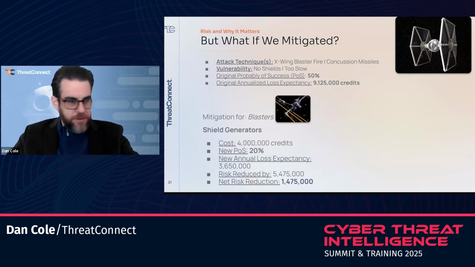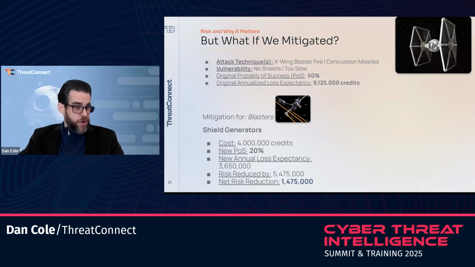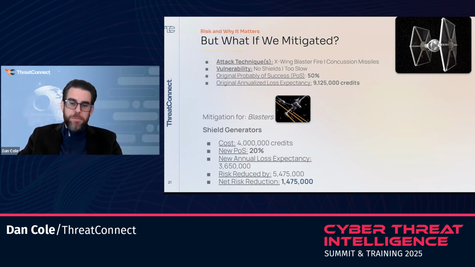Well, let's look at blasters as a technique. Maybe we install shield generators on our TIE fighters. Well, that's going to cost us 4 million credits. And good news, that takes the probability of success of one of those blaster hits from 50% to 20%. Great. Our new loss expectancy is only about 3.5 million credits now. So that's quite a reduction by almost 5.5 million credits. But we also have to look at the cost of that risk reduction. So 4 million credits, and at the end of the day, we've reduced our risk by 1.5 million credits. Pretty good. The Empire is going to save some money.